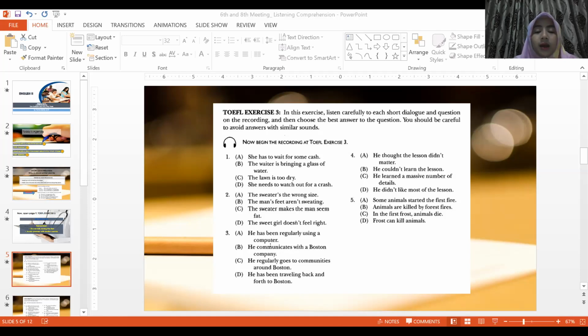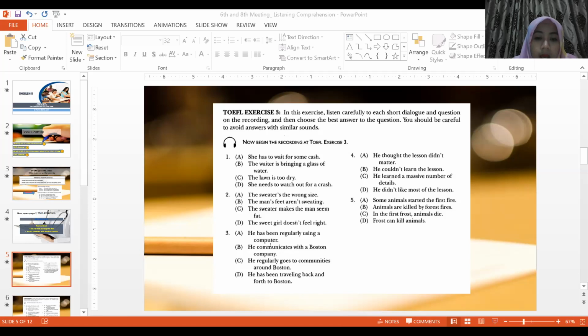Oke ya. Yang saya dapat adalah Walter's been commuting to Boston on regular basis gitu ya. Intinya commuting ya, commuting itu bolak-balik gitu ya. Intinya si Walter itu bolak-balik ke Boston tiap hari gitu ya. Jadi tempat kerjanya jauh. So which one is the answer?